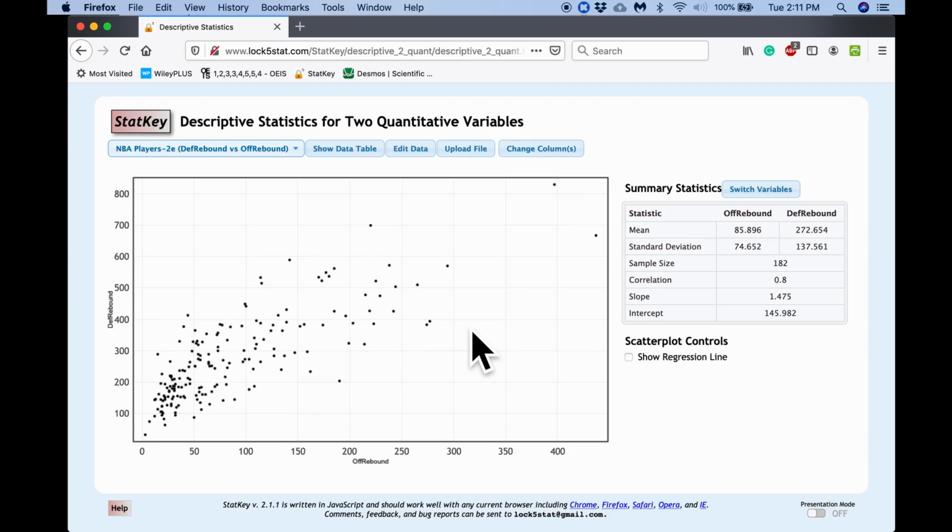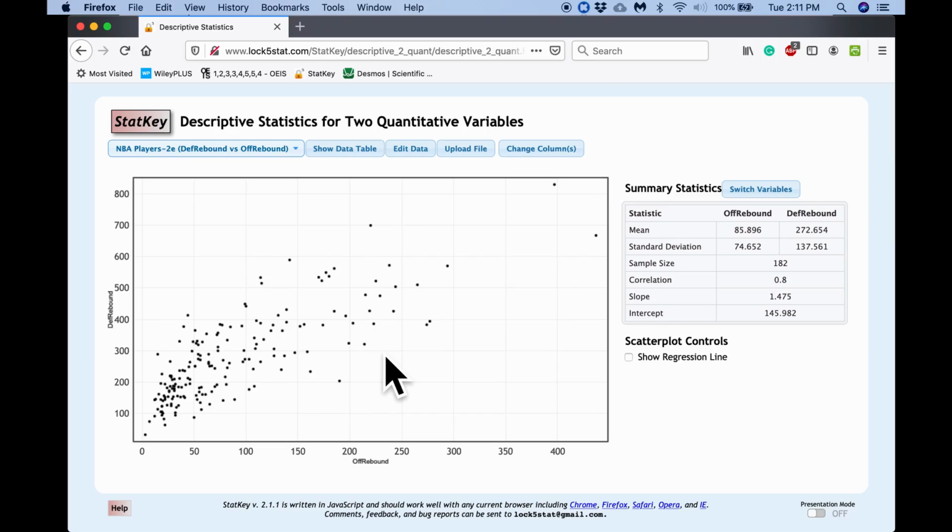Now we've seen this file before, we've worked with it, but let's just remind ourselves what's going on here. Each one of these dots represents an NBA player. When you put the mouse over the dot, what you're seeing is the number of offensive rebounds, that's the number on the left, paired up with the number of defensive rebounds. This is the scatter plot for those two quantitative variables, offensive rebounds and defensive rebounds.